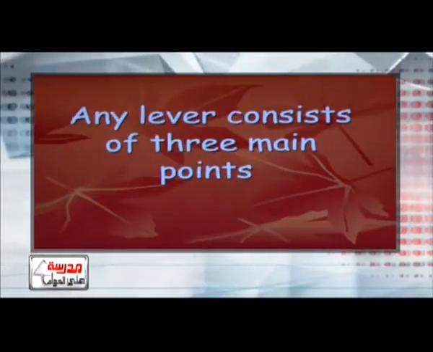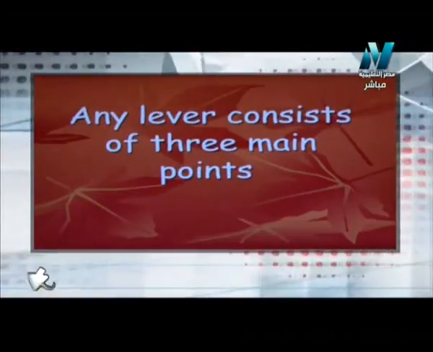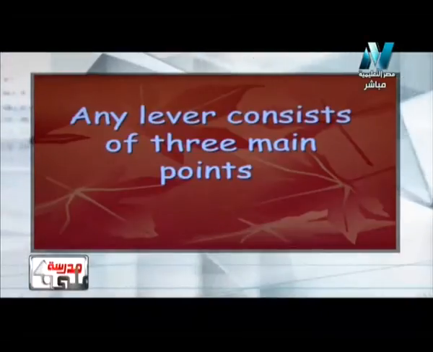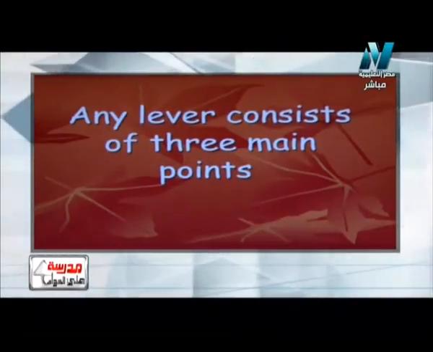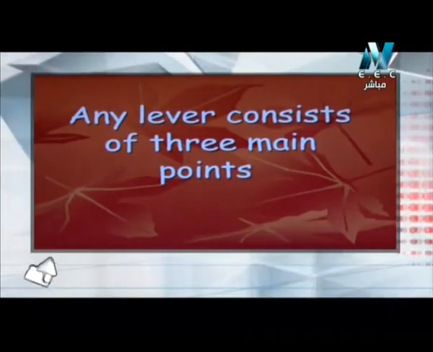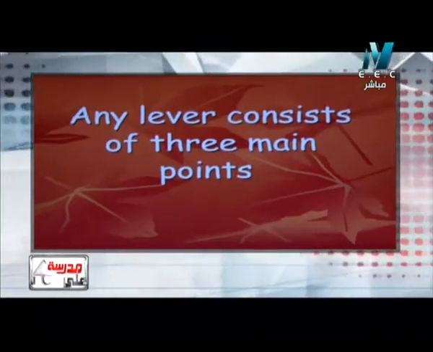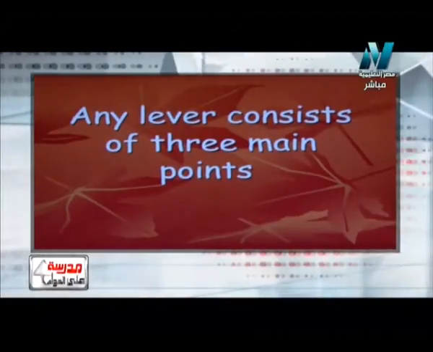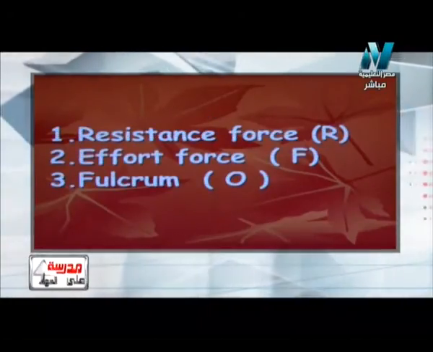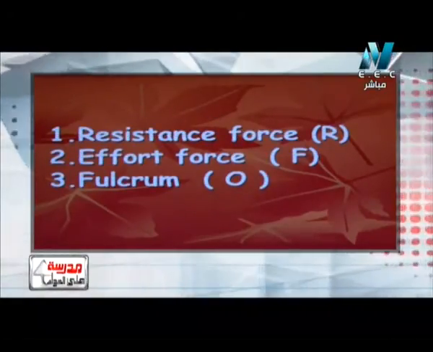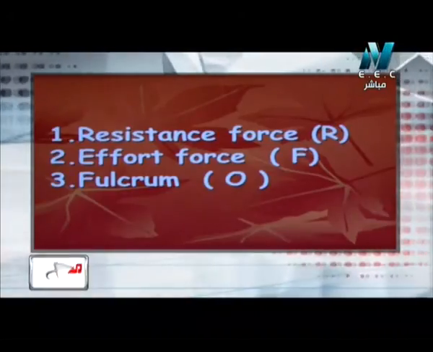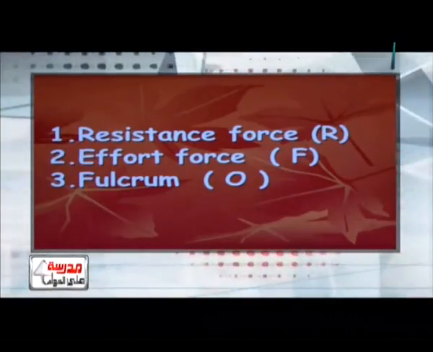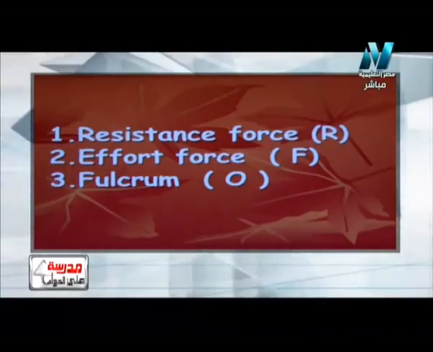So let's start with the first class lever. Any lever, as I said, consists of 3 main points, which are fulcrum, effort force, and resistance. Resistance has the symbol R, effort force has the symbol F, and fulcrum has the symbol O.